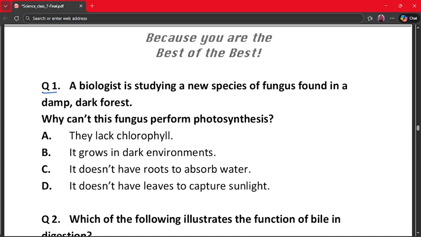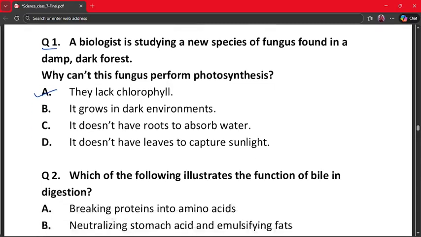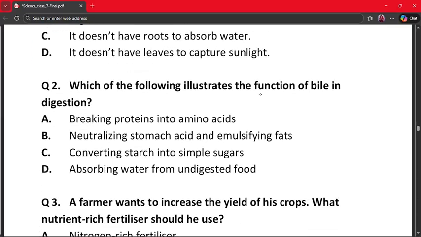Now let's think about what photosynthesis actually needs. For photosynthesis, chlorophyll is compulsory and fungi do not have chlorophyll in their cells. So even if light is present, they cannot make food. That is why the correct reason is that they lack chlorophyll. Option number A. Our next question is question number 2.